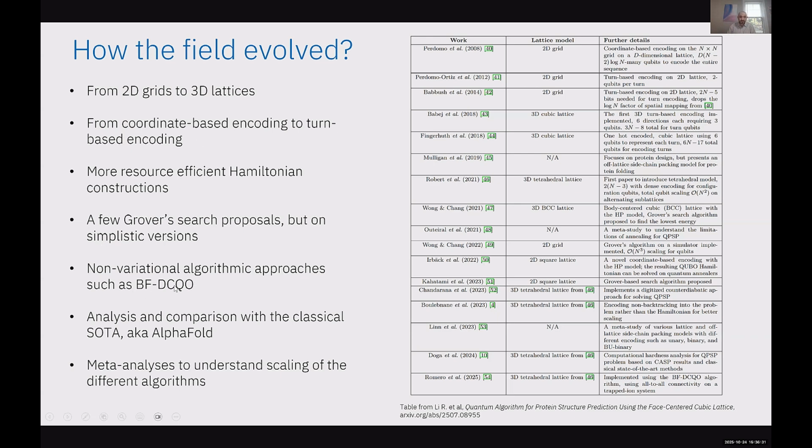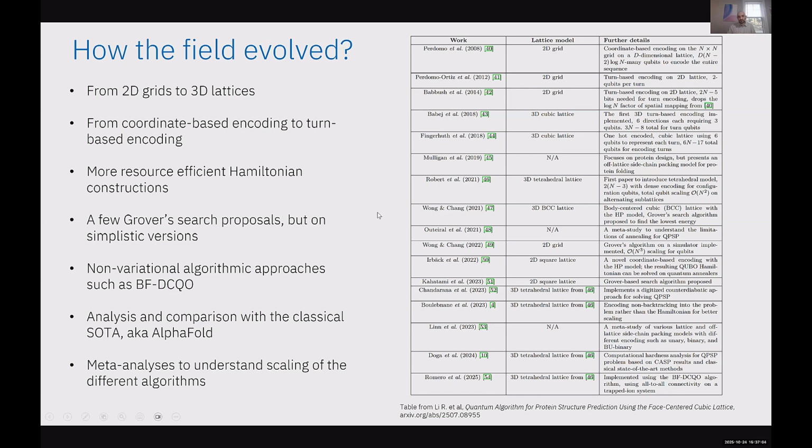There are different approaches. These are more technical, so I'm not going to get into that, but there are non-variational approaches, like Grover's search proposals, but they are hard to implement because Grover's search is very expensive. We cannot implement it at scale now. The other one is this Kipu paper, with an approach called bias-field digitized counterdiabatic quantum optimization, etc. So it's a very rich field, with a lot of different approaches.